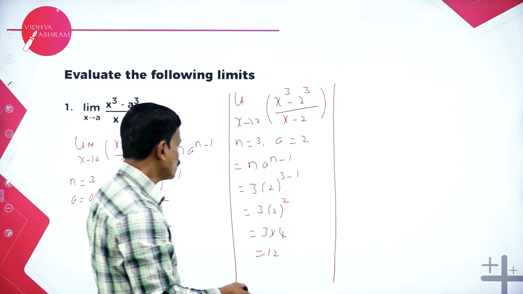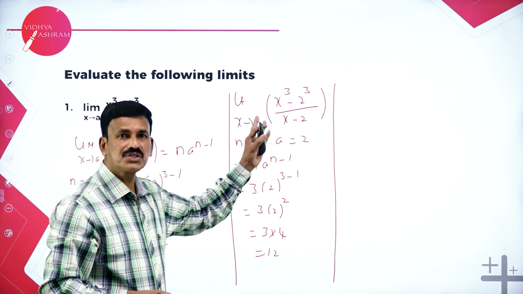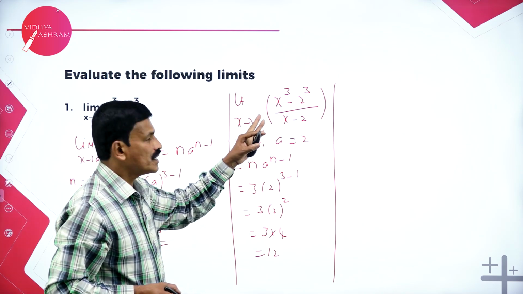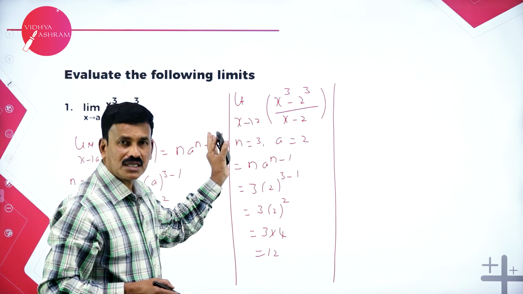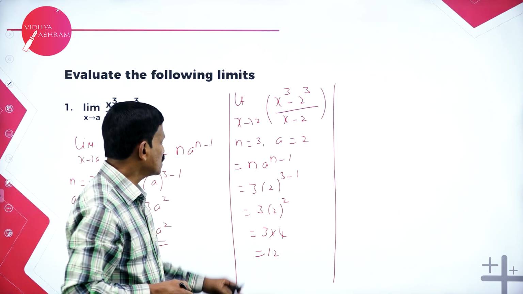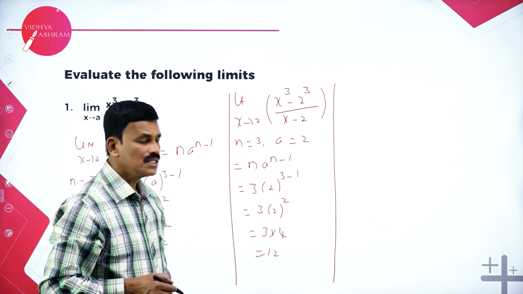On the other hand, if it is like this, limit x tends to 2 of x cube minus 2 cube divided by x minus 2, that is nothing but limit x tends to 2 of x to the power of 3 minus 2 to the power of 3 divided by x minus 2, we are going to get the answer 12.